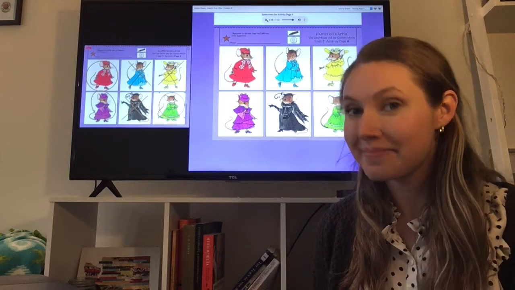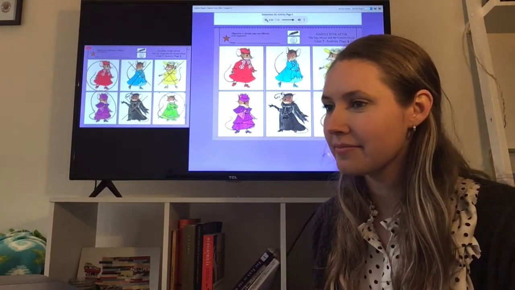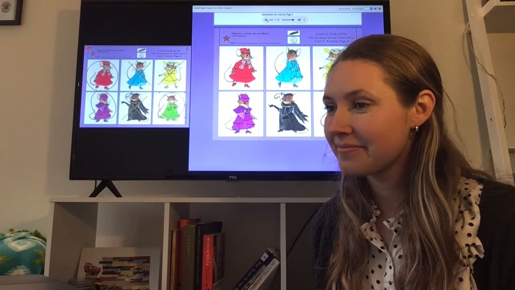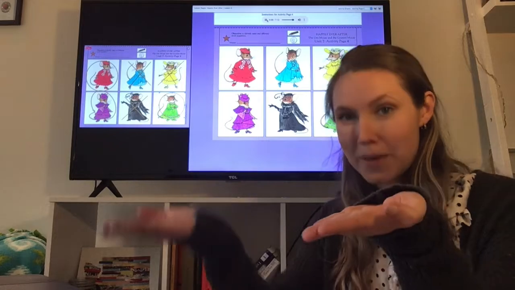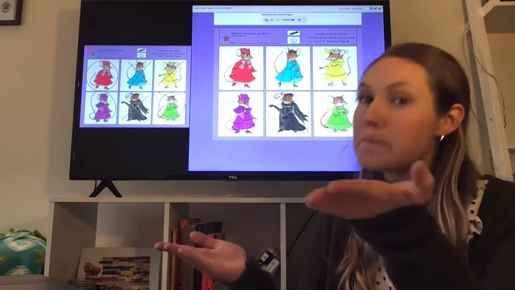You should have circled the mouse in the green dress. She said the words in the same order both times. First she said cake, plate. Next she said cake, plate.